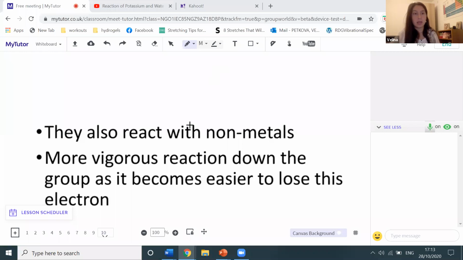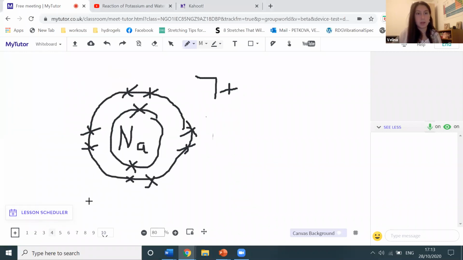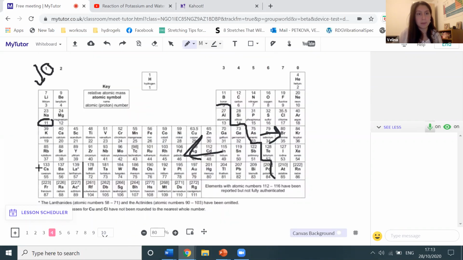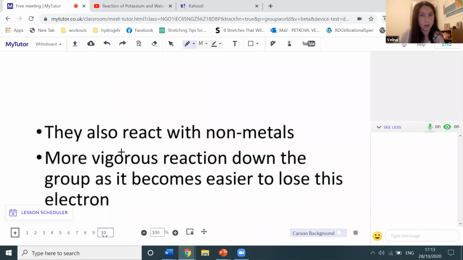So when you reach, say, really low down the group, when you reach, say, here, it's an explosive reaction with water. It's not really done because it's so fast and so vigorous that it caused an explosion, which is interesting. There are some videos on that on YouTube, if you're interested.